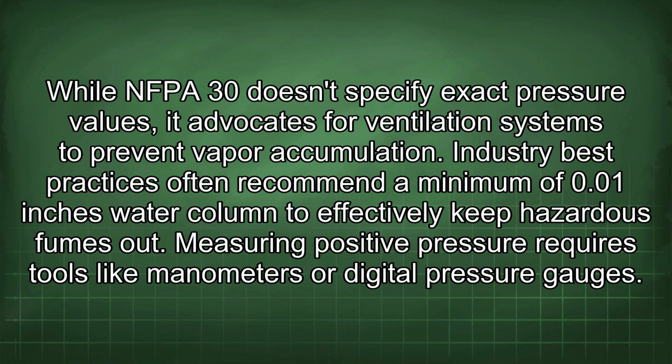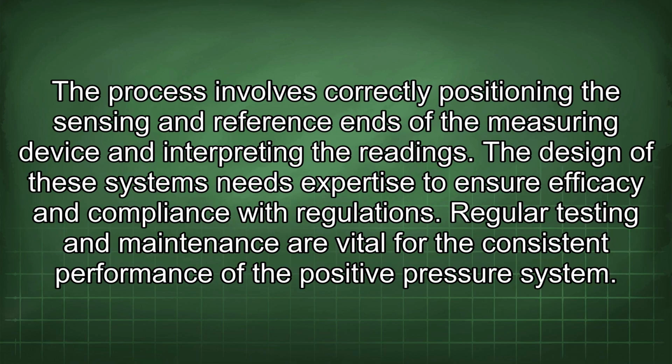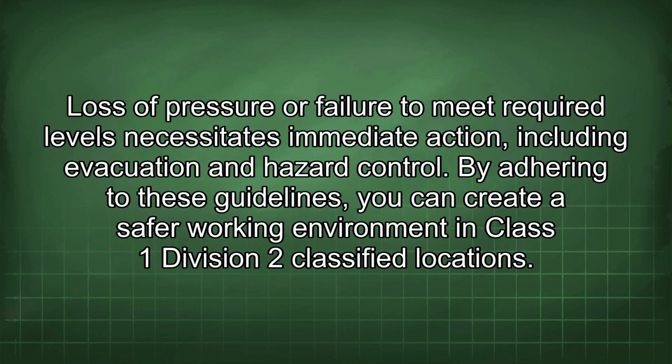Measuring positive pressure requires tools like manometers or digital pressure gauges. The process involves correctly positioning the sensing and reference ends of the measuring device and interpreting the readings. The design of these systems needs expertise to ensure efficacy and compliance with regulations. Regular testing and maintenance are vital for the consistent performance of the positive pressure system. Loss of pressure or failure to meet required levels necessitates immediate action, including evacuation and hazard control. By adhering to these guidelines, you can create a safer working environment in Class 1 Division 2 classified locations.